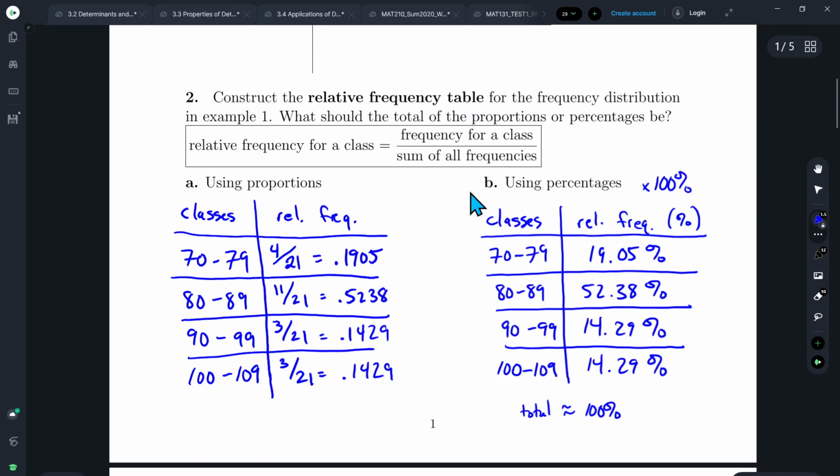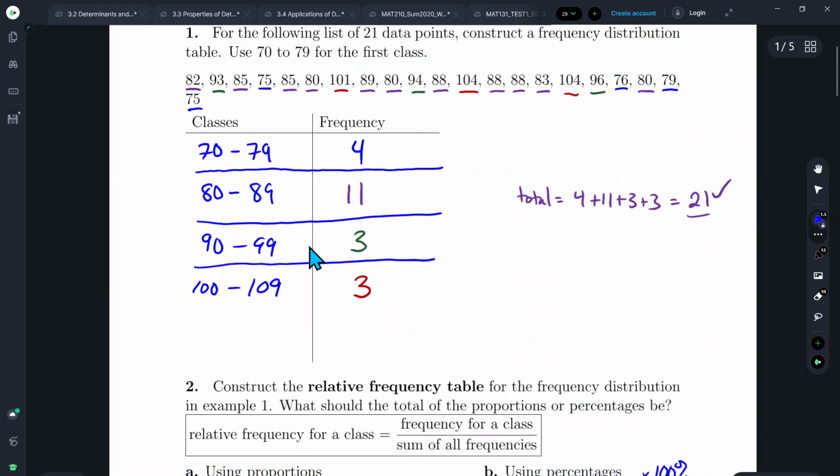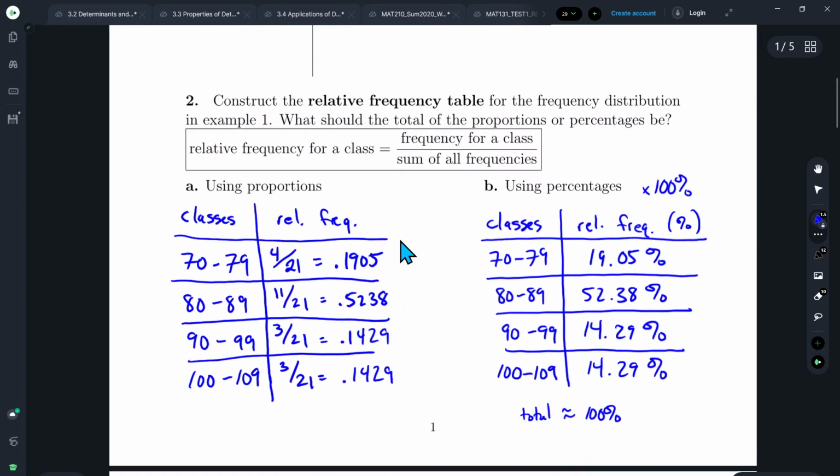Okay, so sometimes the relative frequency table is useful for summarizing the data, because then we can see here about half the data is within this class here, about 20% of the data is within this class here, and so on, right? So summarizing the data is sometimes easier using a relative frequency table instead of the ordinary frequency table.